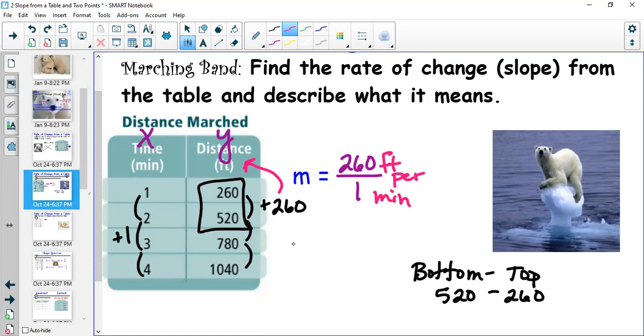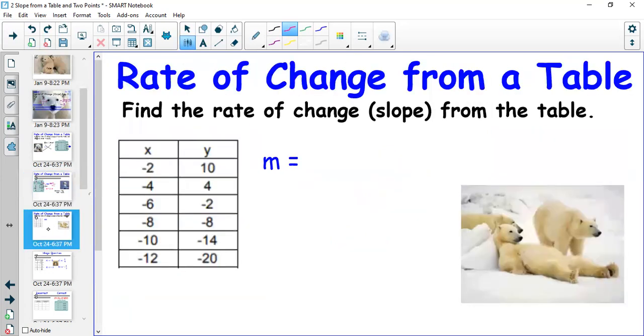So if it just asked for the slope, I would say our slope is 260. If it asked for what it meant, we would say it means that the marching band here traveled 260 feet per minute. All right, let's look at another one here. This one's not a word problem, so I'm not going to add labels this time.